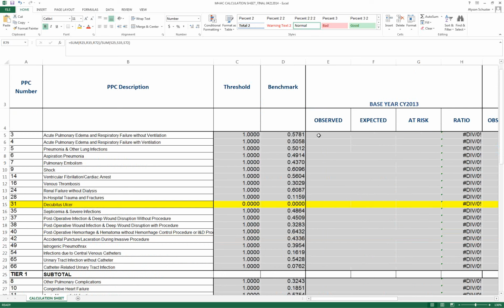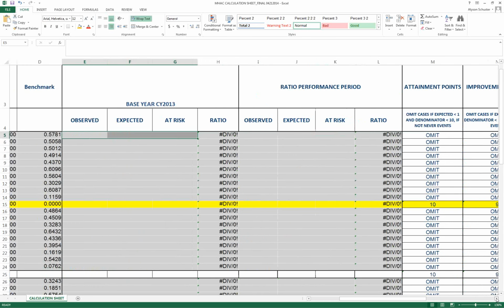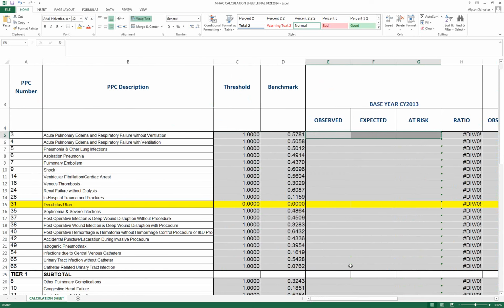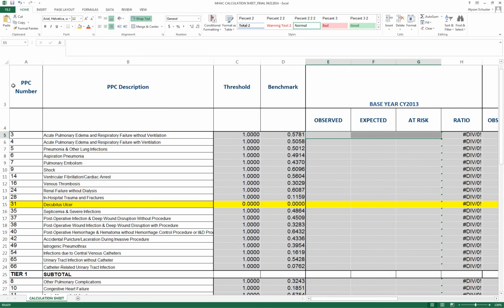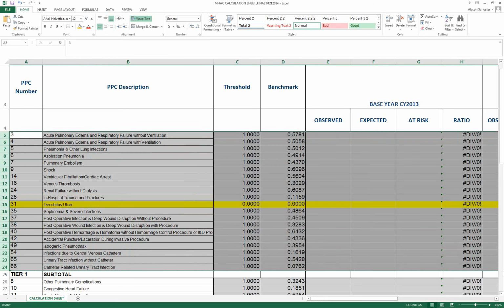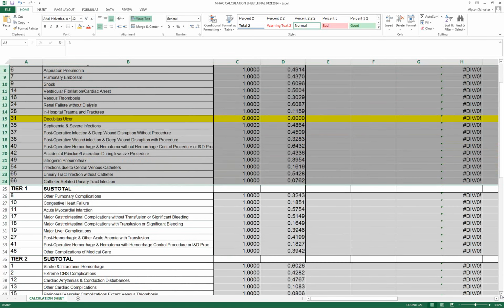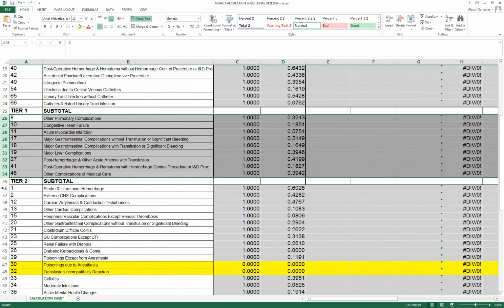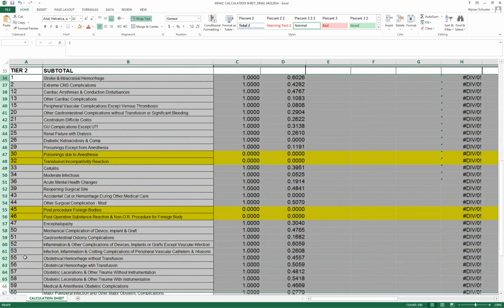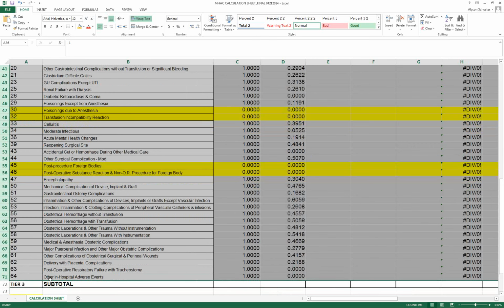And as you can see, there is no information in the observed, expected, or at-risk columns. That is what you will fill in order for the calculation sheet to calculate your final scores. So this calculation sheet is actually divided so that each of the PPCs that are in Tier 1 are on the top. Then as you scroll down, you'll see Tier 2. And then finally, the 36 PPCs included in Tier 3.